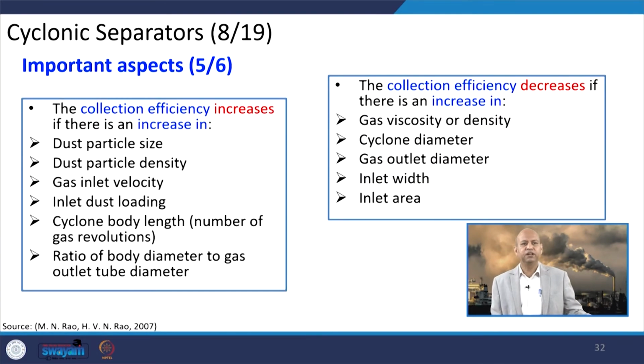Well, the important aspects are that the collection efficiency increases with an increase in dust particle size, dust particle density, gas inlet velocity, inlet dust loading, cyclone body length, and number of gas revolutions, because it ensures more gas revolutions. It also increases with the ratio of the body diameter to the gas outlet tube diameter. The collection efficiency decreases with gas viscosity, density, cyclone diameter, gas outlet diameter, inlet width, or inlet area. These thumb rules are aspects to be taken care of when we want to design cyclonic separators.